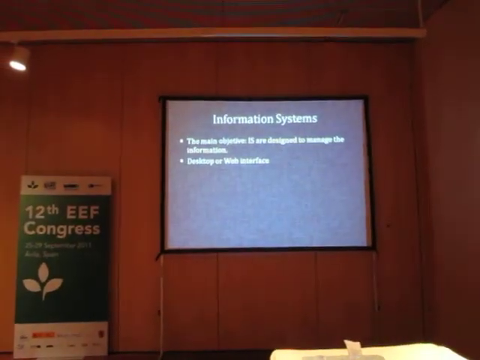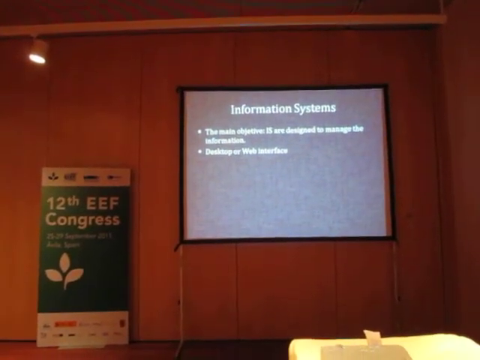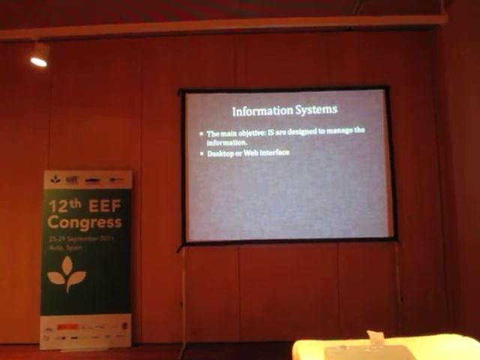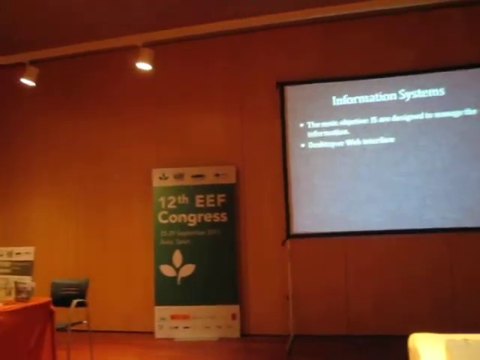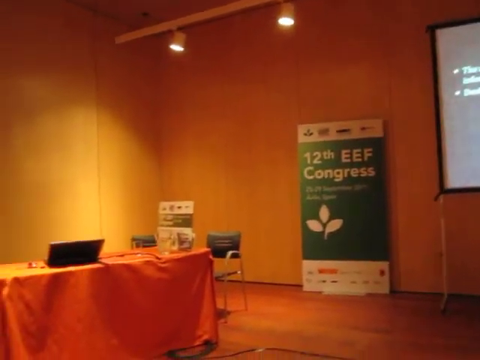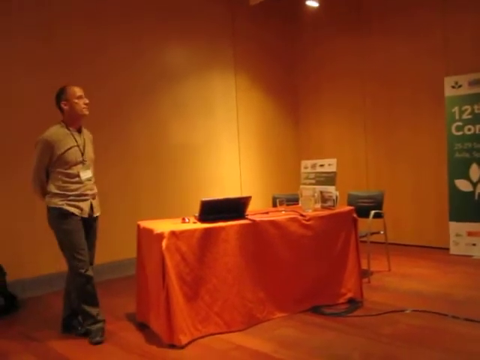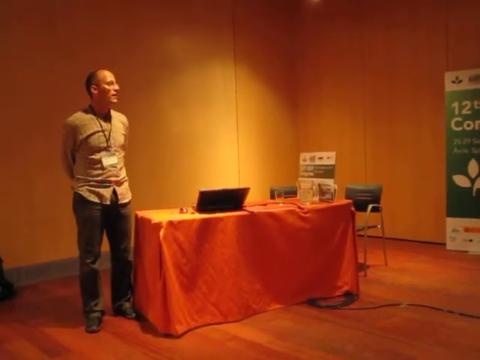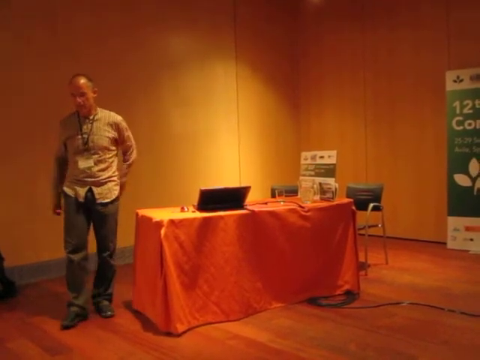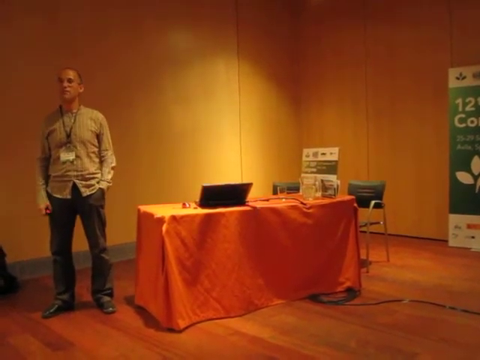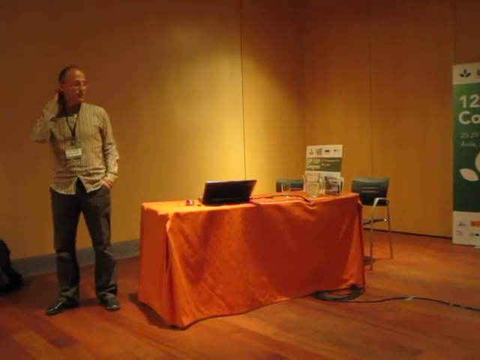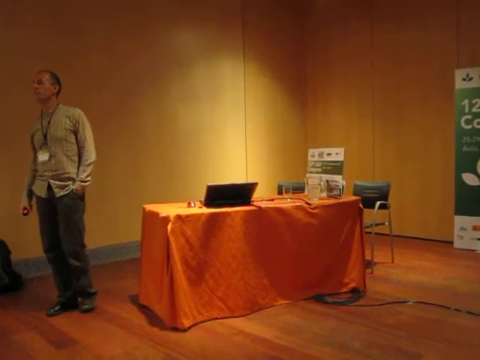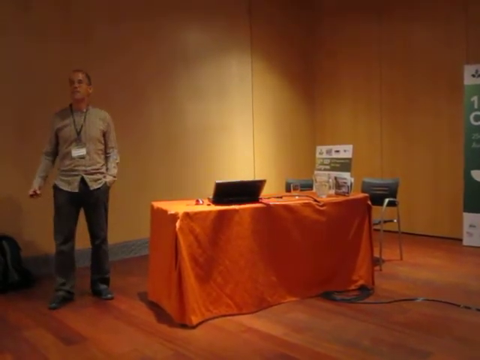Well, as you know, an information system is a tool that is able to manage information. That could be the easiest definition to understand of this system. Information system can take different shapes. You can have an information system in your desktop, in your computer, but you can also access it by the internet or whatever.